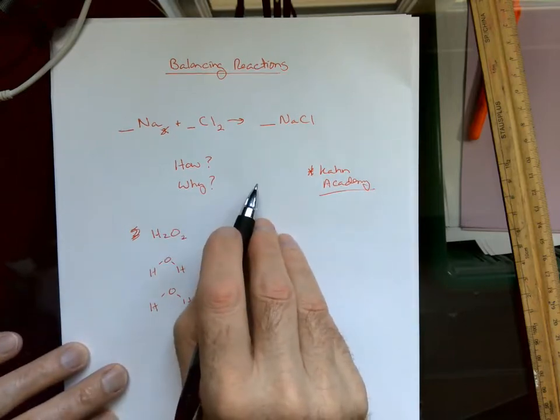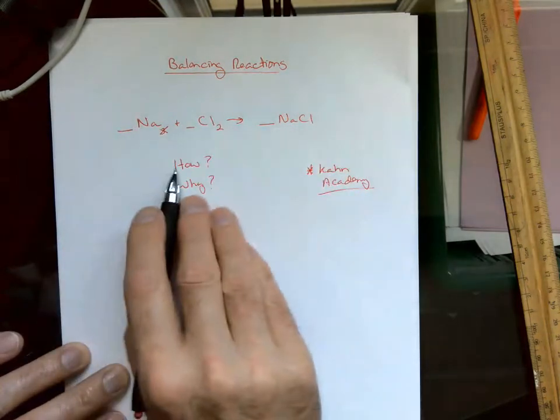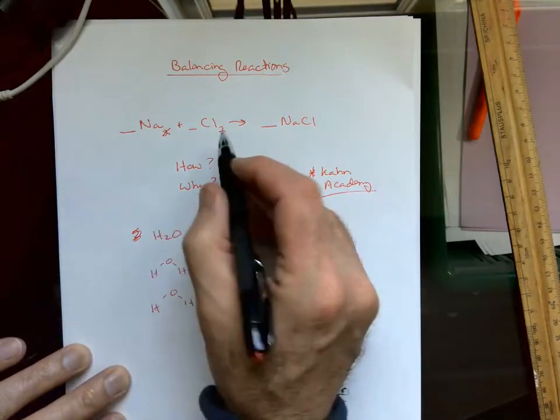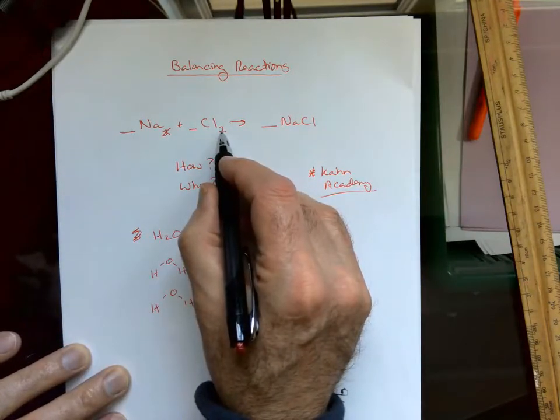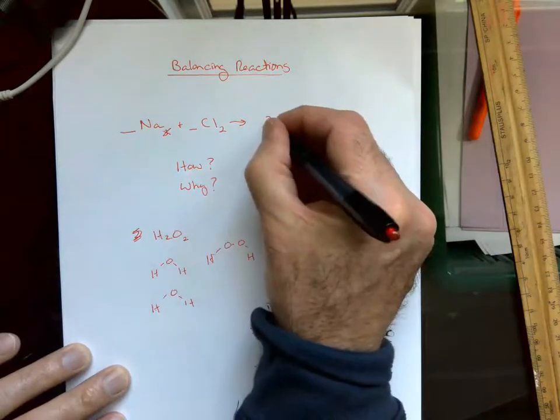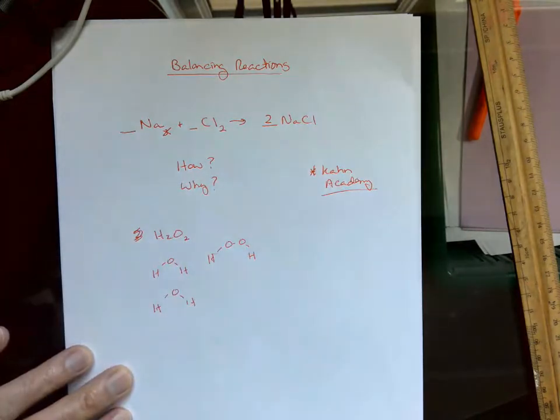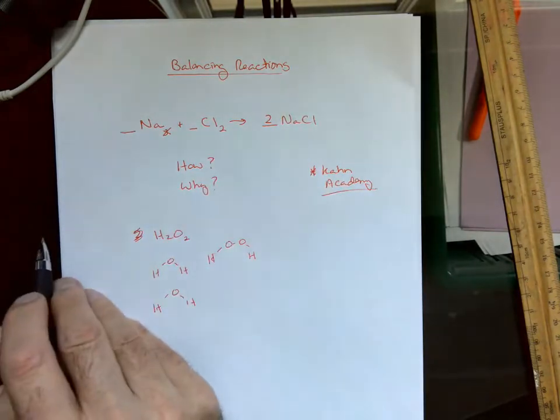Now, I always look for the most difficult thing. So, these don't look the same, so I'm going to start there. If I have 2 Cl's here, to get 2 over here, I put a 2 out front. You've got to remember how we count. That 2 goes with everything. So it means 2 Na's, 2 Cl's.